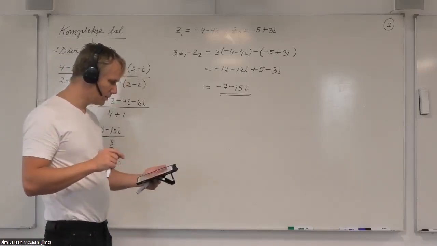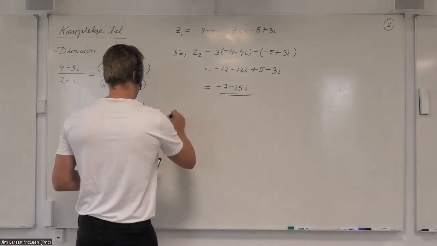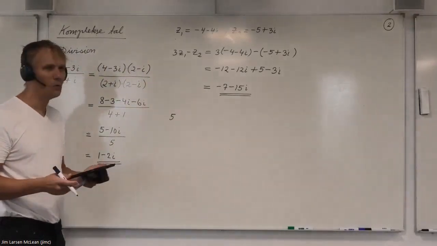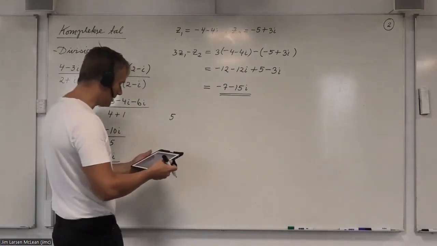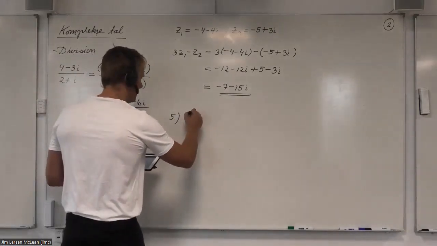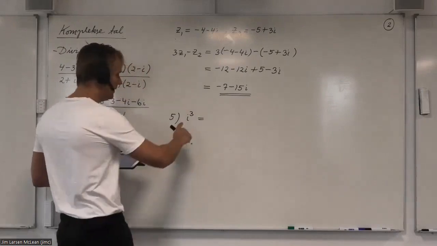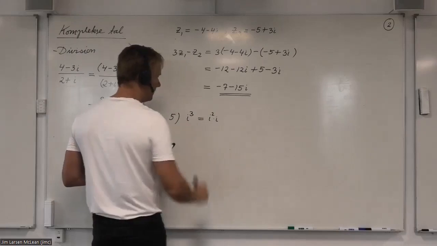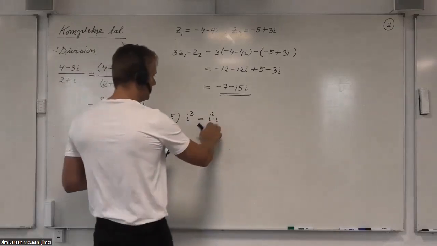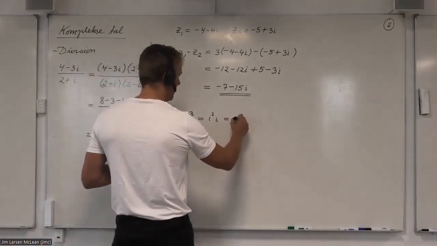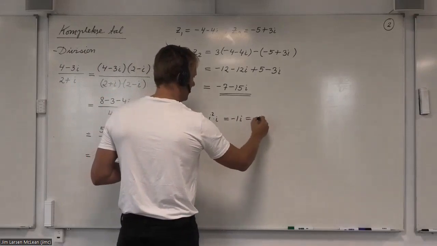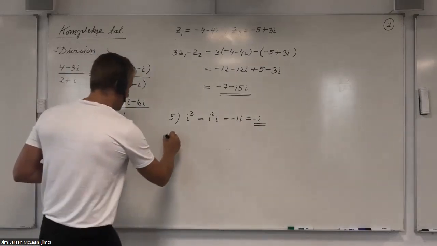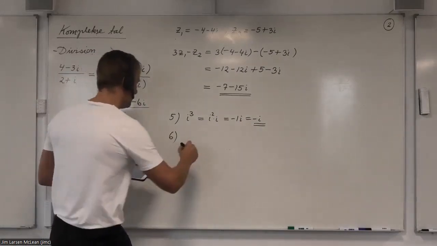So I would like to solve problems 5, 6, 7 and 8. In problem 5, I asked, can you calculate i to the power of 3? It's not that bad, right? Because we know what i represents. This can be written as i squared times i. But i squared is minus 1, so it must be minus 1 times i, or just minus i. So that was problem 5.